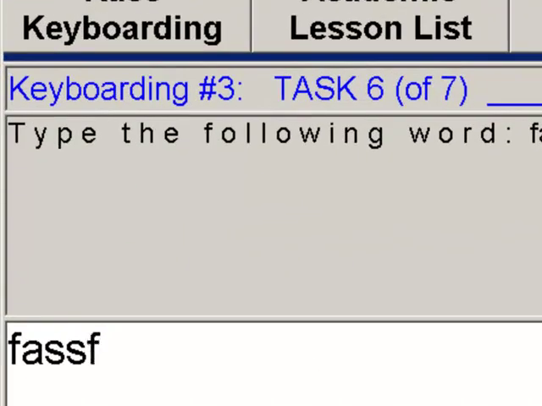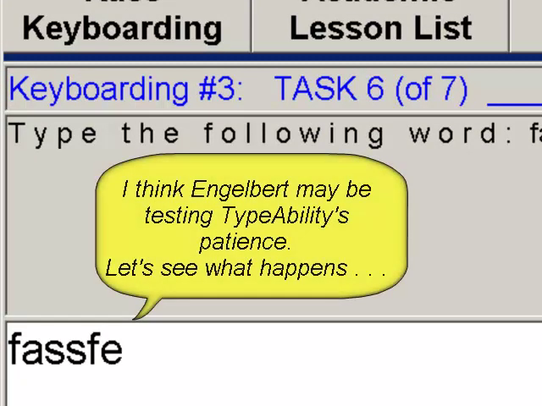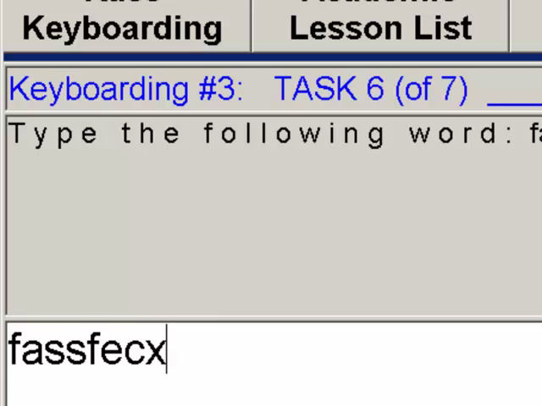F. No, but you're also close, Engelbert. Type D. That's D as in David. The D is to the left of the F. E. Whoops, you just missed it. Type D. That's D as in David. The D is C. No, but you're really close. Type D. That's D. X. Almost, Engelbert, but not quite.